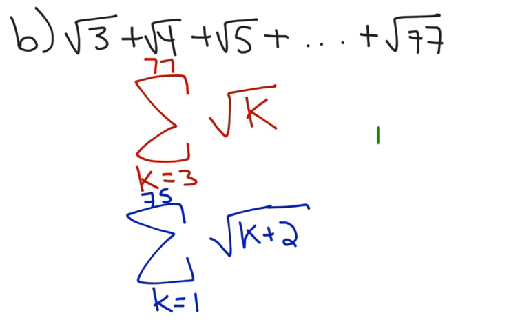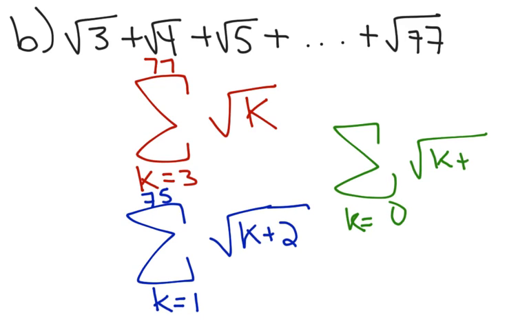Or another way of writing this is, what if I wanted to start instead at 0 instead of starting at 1? There's really no rule to how this works. If I wanted to start at 0 instead, the only way to get 3 under the radical is to take the k and add 3 to it. And then I wouldn't be stopping at 77, I'd be stopping at 74. So there is no unique way of writing this sum in sigma notation. All of these answers are correct. It just depends on which way you'd like to do it.